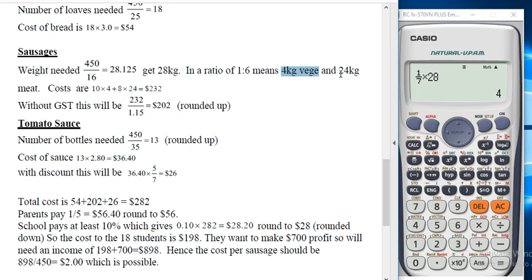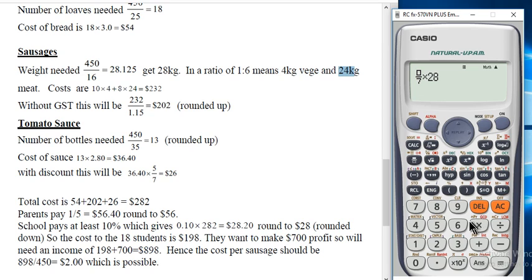Alright, now the other one, how do we get that 24? Well, let's just go back. We could actually edit this, it's the easier way actually. Change that 1 into a 6. Alright, and hit equals, and we get 24. Alright, once again you should show your working. This little bit here should be written down as well.